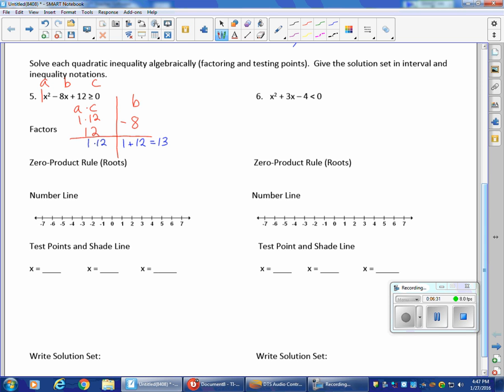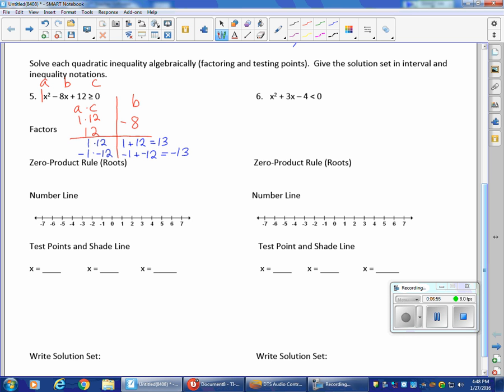But it's positive. The hint would be that I would need two negative numbers to multiply to give me a positive 12, but that's the only way they would sum to give me a negative value. So that gives me negative 13. That's not correct. So I could try another set of numbers.